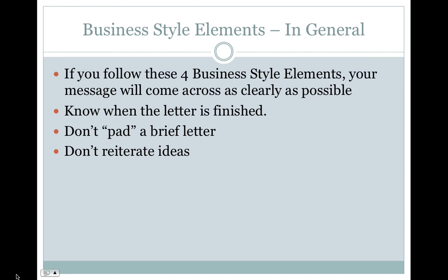All right, so your style elements in general. If you follow these 4 basic style elements, your message will come across as clearly as possible. You need to know in your mind when the letter is finished. Resist the urge to pad a brief letter. One mistake is to reiterate an idea. If you've already offered your thanks, you'll upset the logical order and therefore the impact of your letter if you restate that.